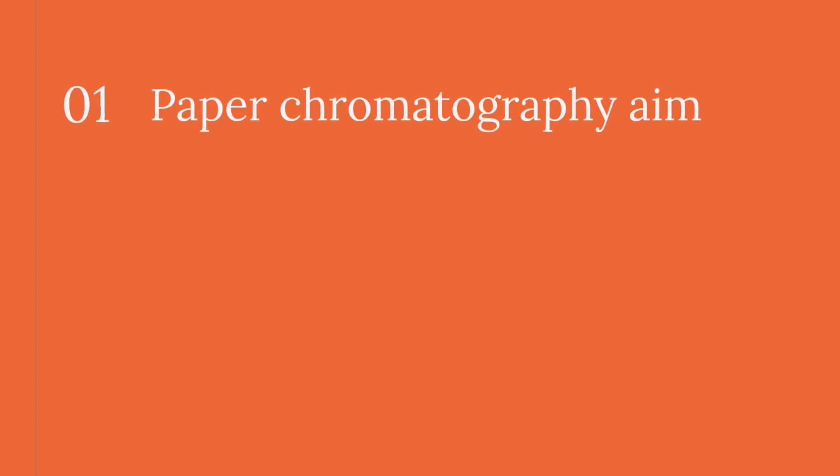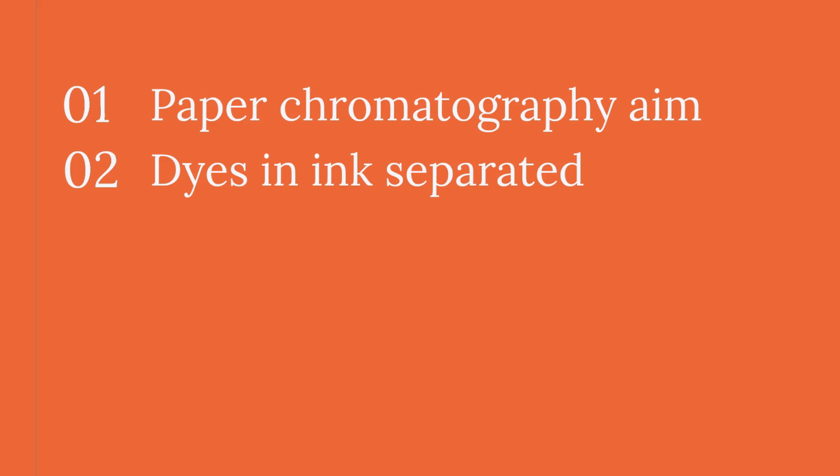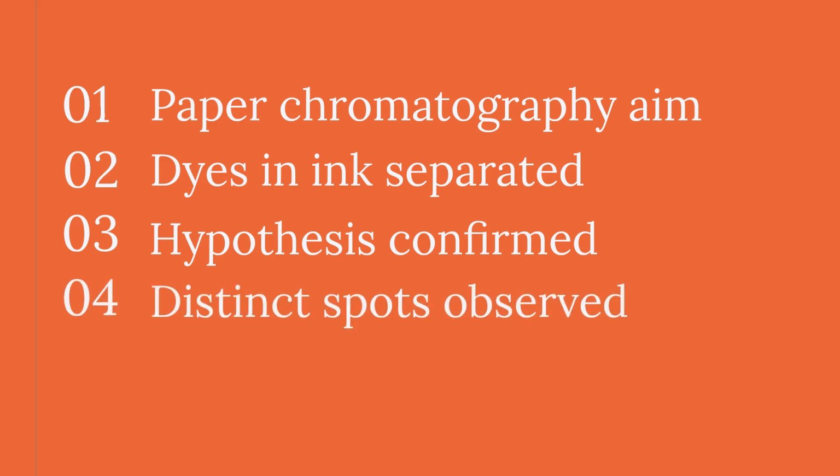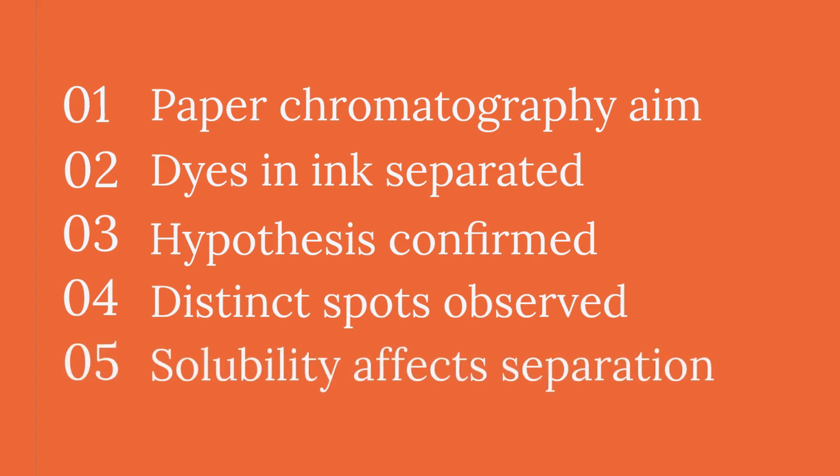The aim was to separate dyes in an ink sample using paper chromatography. The hypothesis suggested multiple spots would form if the ink contained more than one dye. Different solubilities and attractions to the paper would cause separation. The experiment involved spotting ink on paper and using a solvent. Results showed distinct spots, confirming the hypothesis.